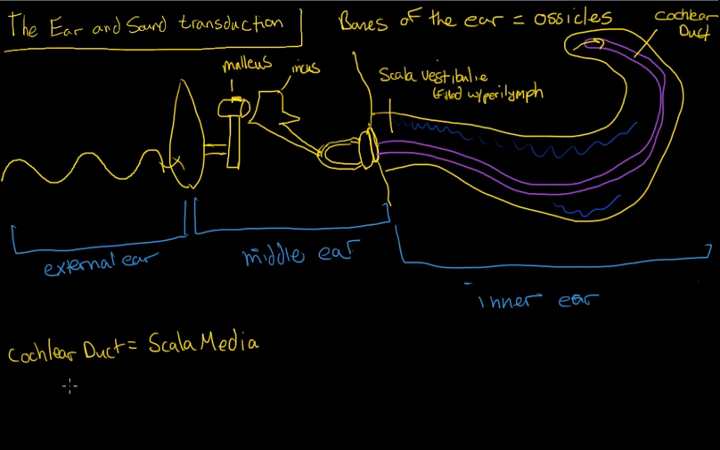Media referring to middle. And that's going to be filled with endolymph. And the distinction between these two fluids is really important because this perilymph is actually continuous with cerebrospinal fluid in your head, whereas the endolymph at no point is continuous with the cerebrospinal fluid. So it's two different fluids that fill the scala vestibuli and the cochlear duct.